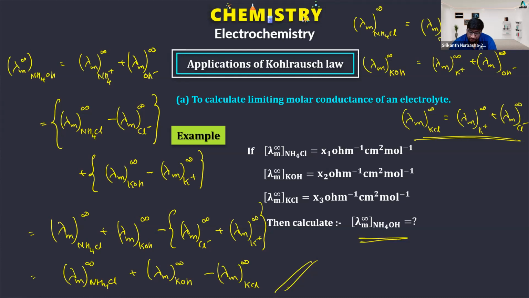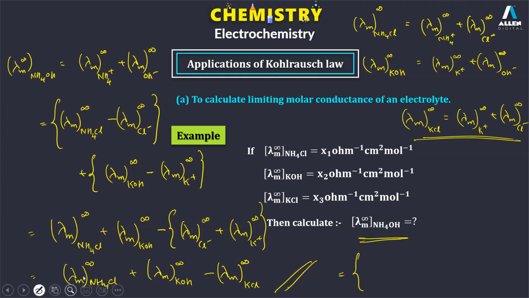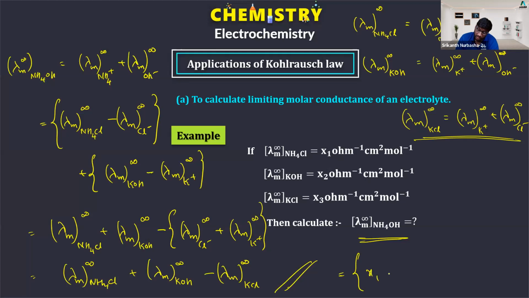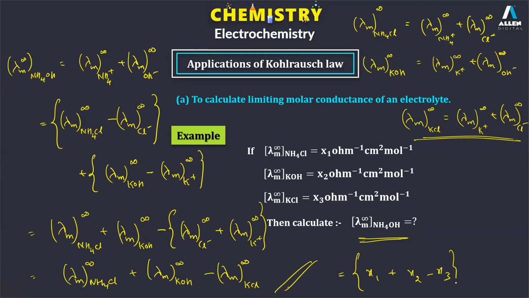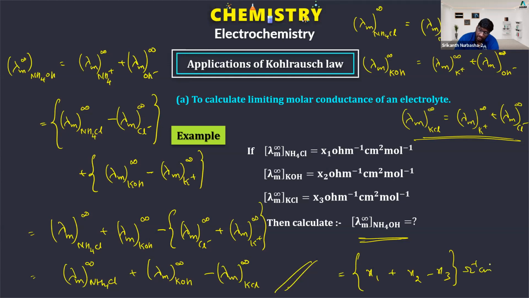Is that clear? Yes. That is nothing but NH4Cl is X1 plus X2 minus X3. Unit is same: ohm inverse centimeter square mole inverse. Right.